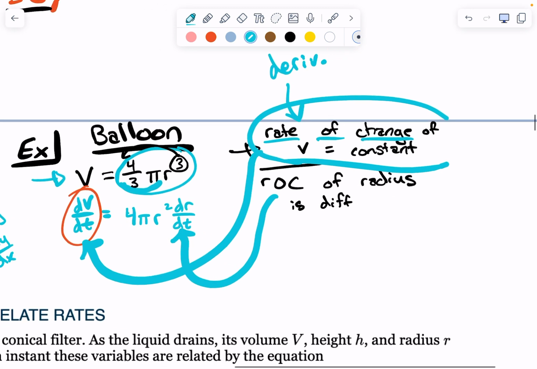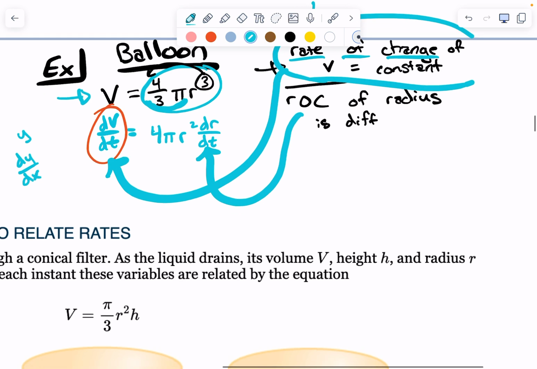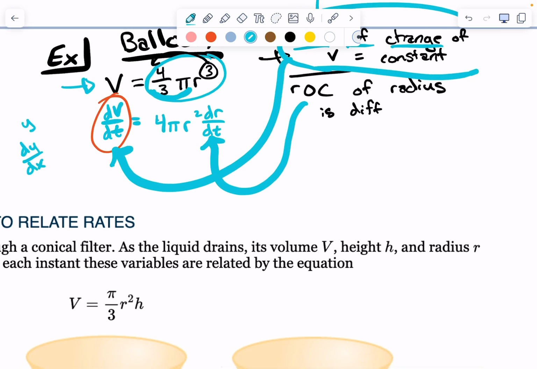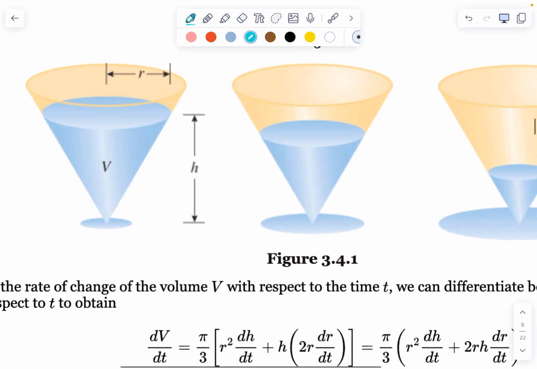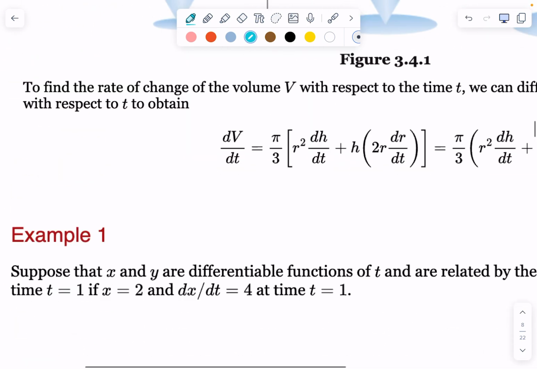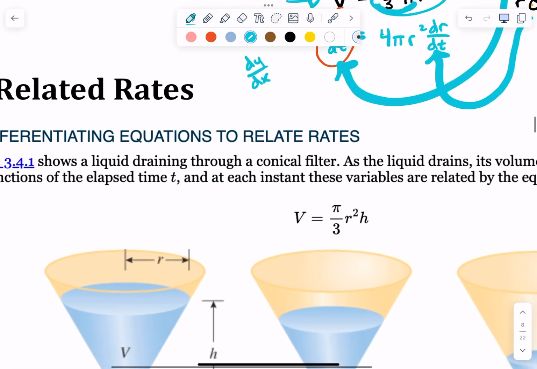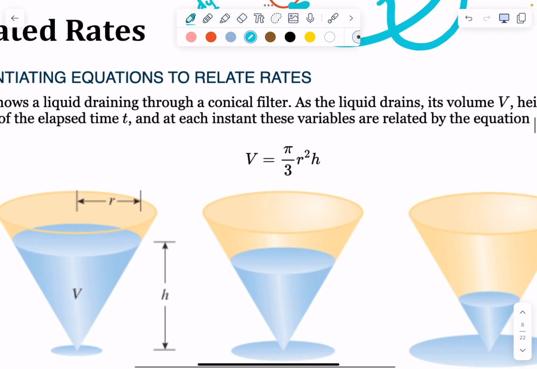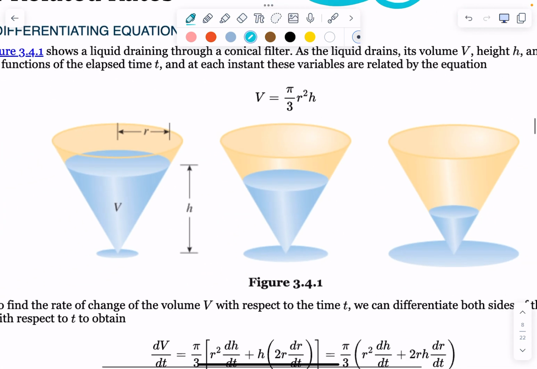Got it? Okay, let's do an actual problem so that you can see how this works. Okay, ready? Ready, Freddy? All right, here we go. Let's do this example. We are draining water out of a cone. You guys have seen this before, like in an hourglass. The top of an hourglass is kind of a conical thing, right? And what happens to that sand as it drains out?